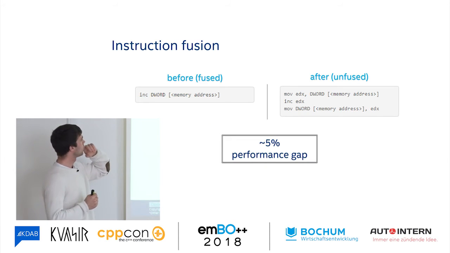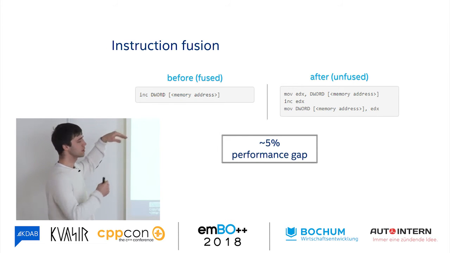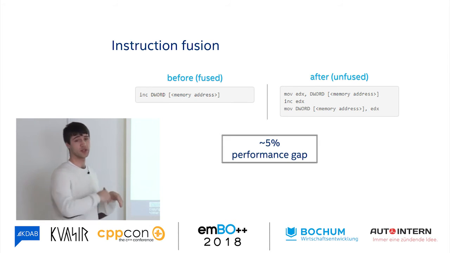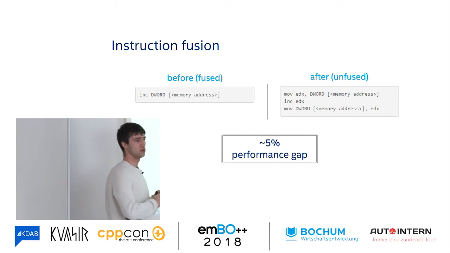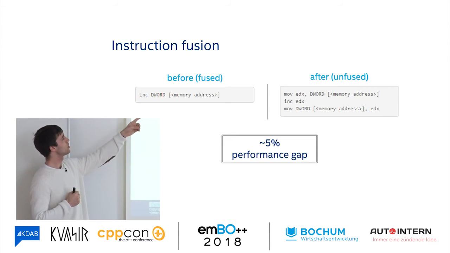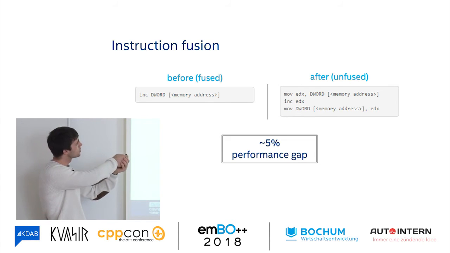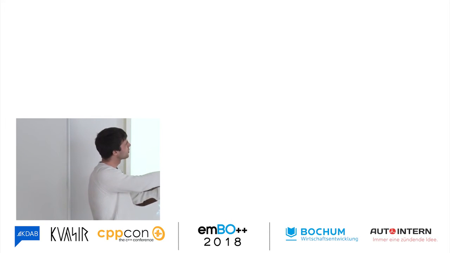Okay, so what does this do? The instruction on the left is a read-modify-write instruction. It is Intel syntax, which means the source is on the right and the destination is on the left. We're reading from the memory, incrementing the value from the memory, and then writing it back. The same sequence of instructions is written on the right, but more explicit. We are first loading from the memory into EDX, then incrementing EDX, and then writing it back. And there was a 5% performance gap.